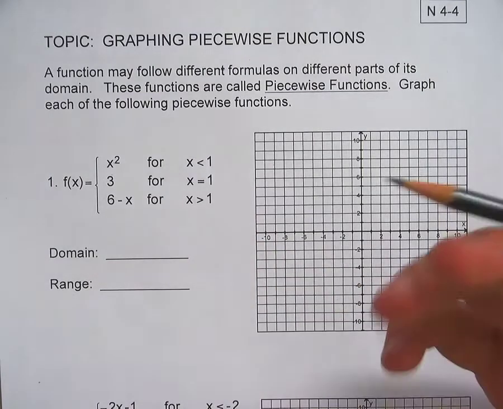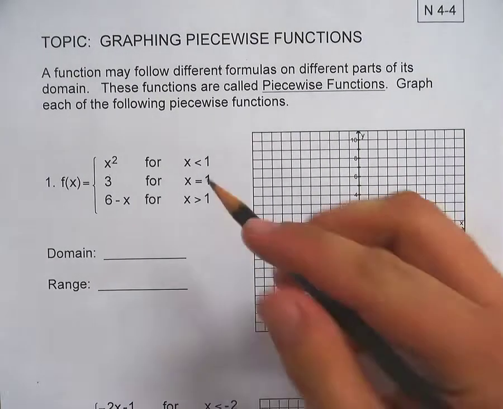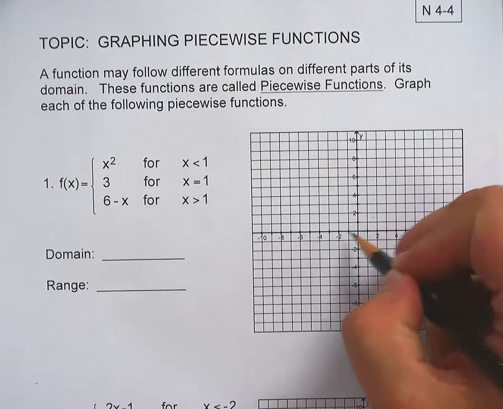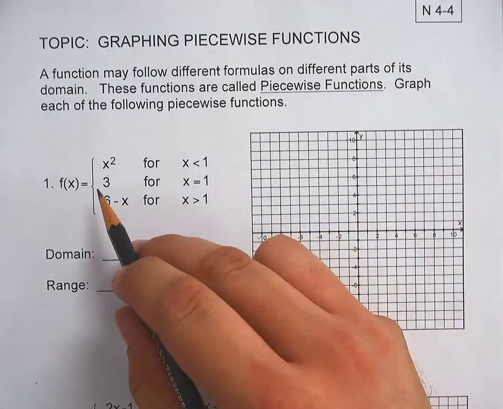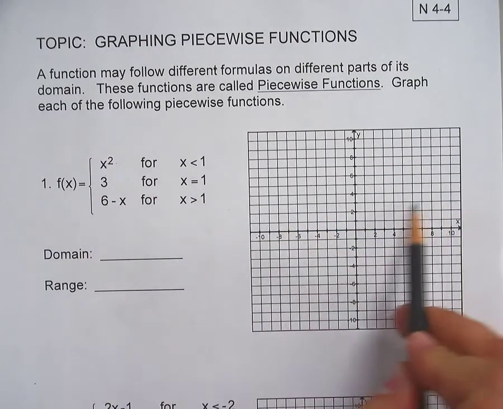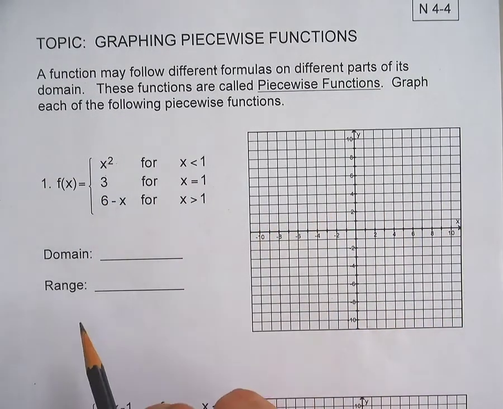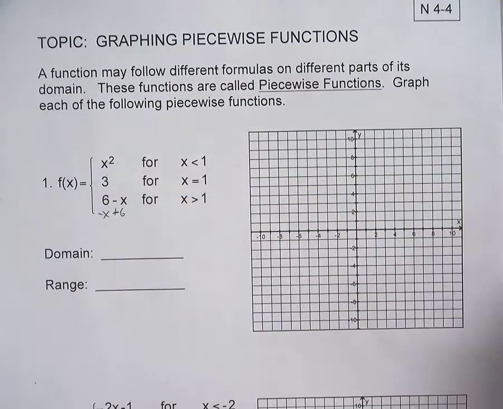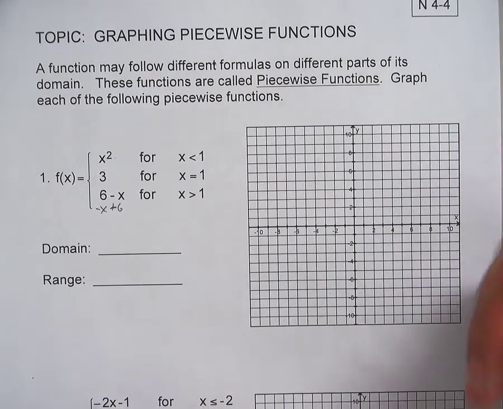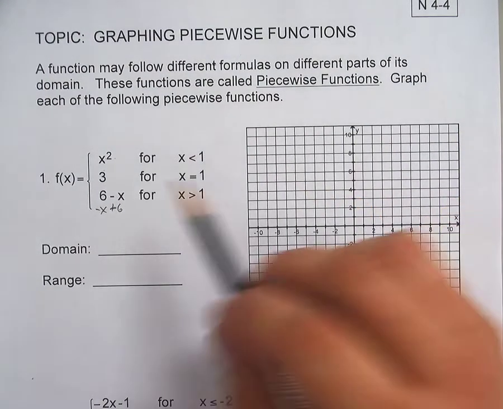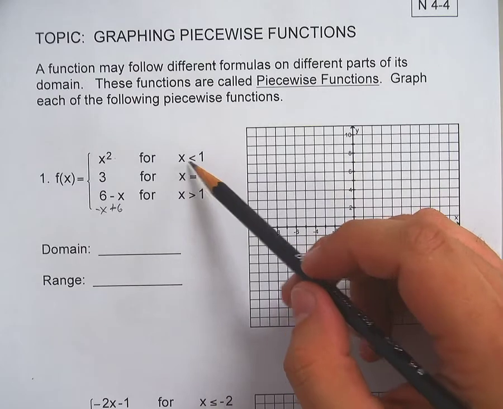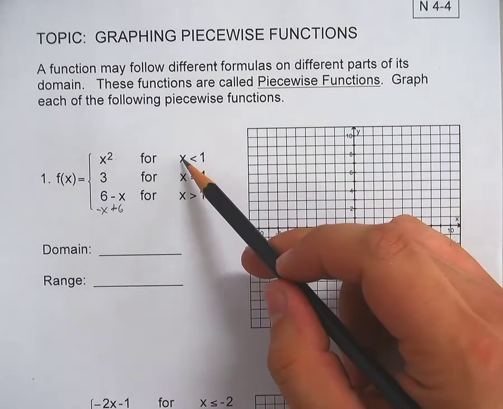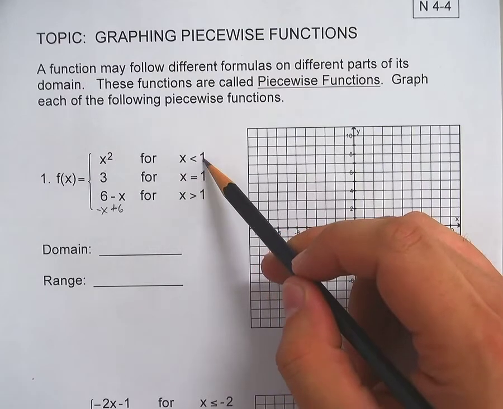Now let me go through and talk about what each one of these looks like individually. X squared is a parabola going through 0, 0, going up like this. 3 is just a horizontal line at 3. And 6 minus x is the same thing as negative x plus 6. It's a line with a slope of negative 1 starting at 6. Now, x squared applies for x less than 1, so everything up until 1 is x squared.